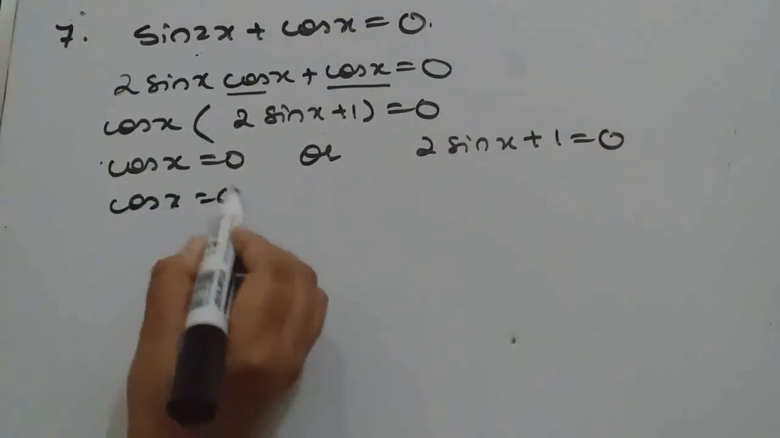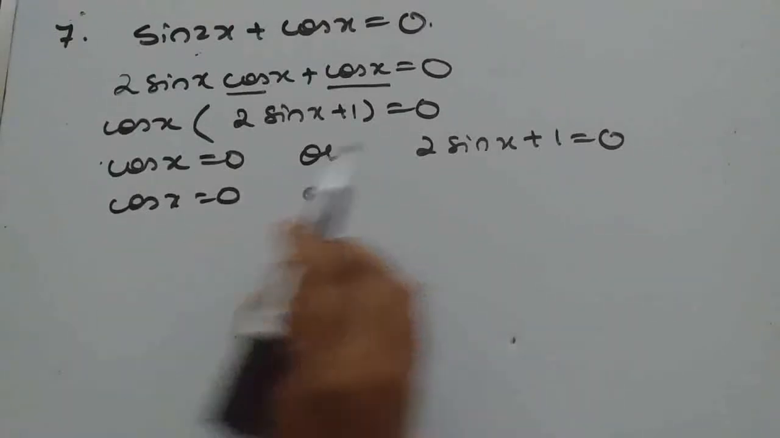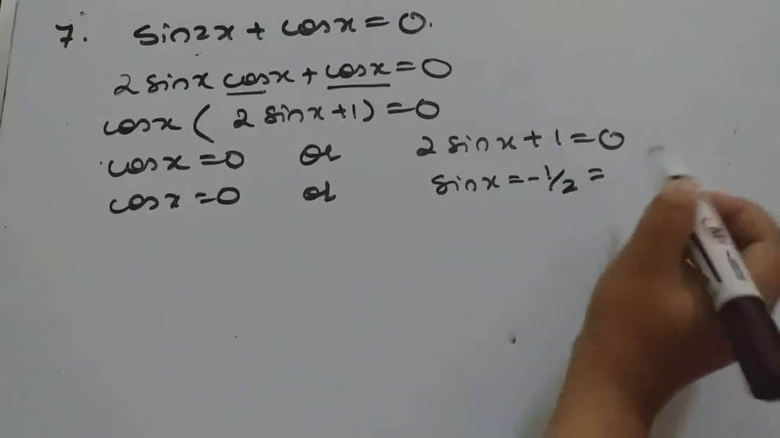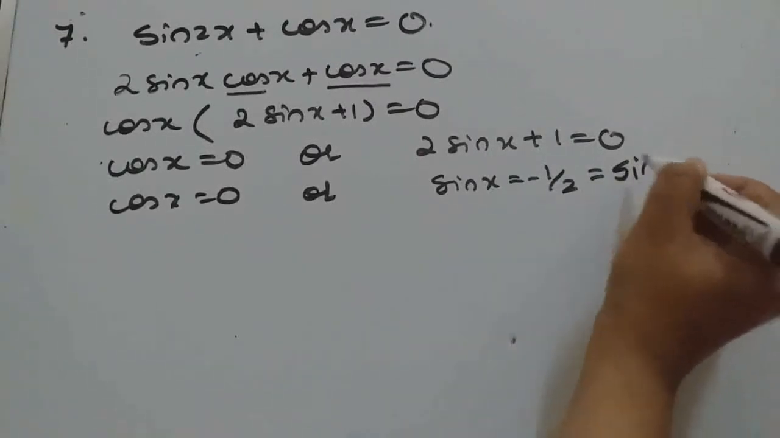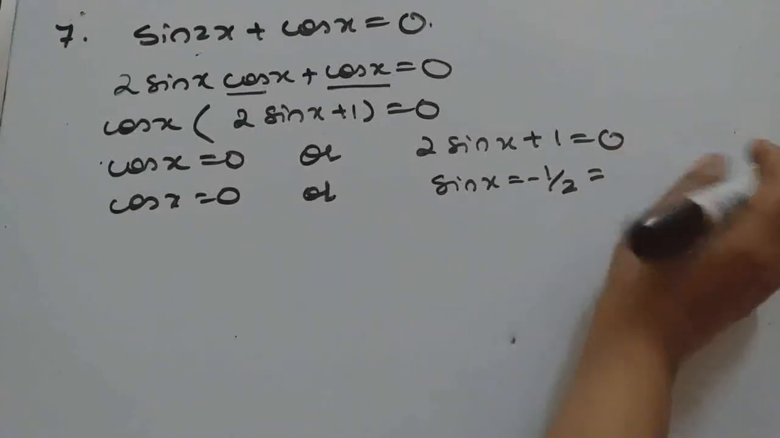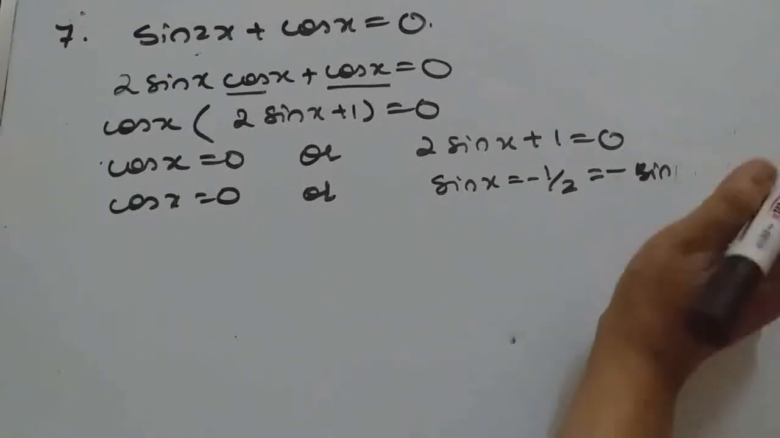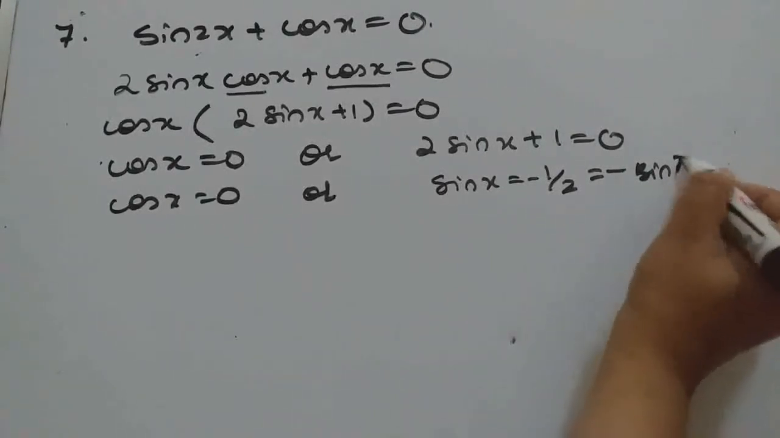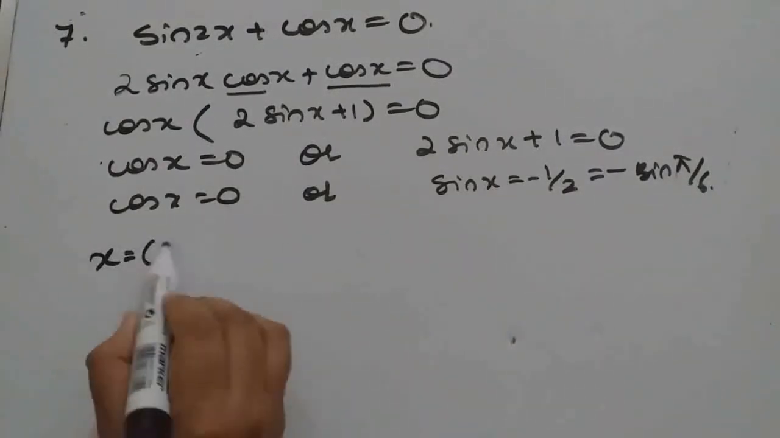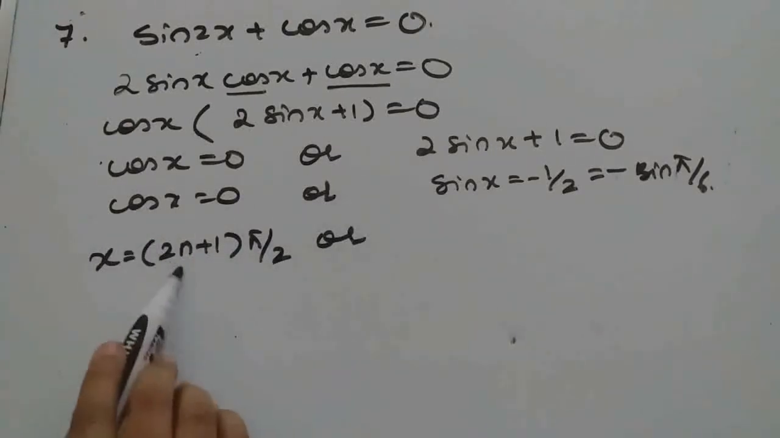So again, two rules we can apply here. First one for cos x equals 0, and here, see, sin x will be equal to minus half, which is equal to sine of... first we will write minus sine pi by 6 is half. Okay, so this we can write x is equal to (2n plus 1) pi by 2 directly. This is by the direct rule.